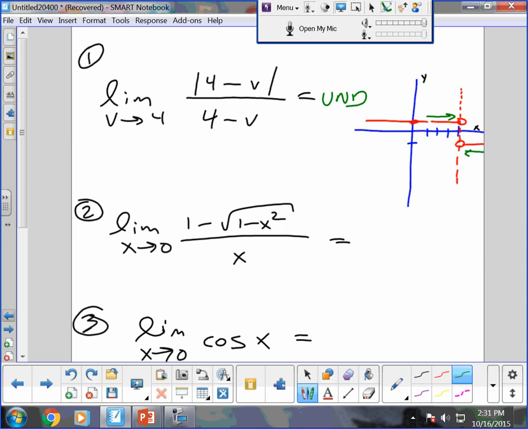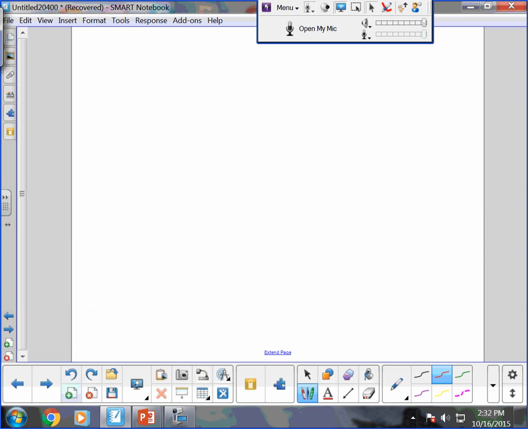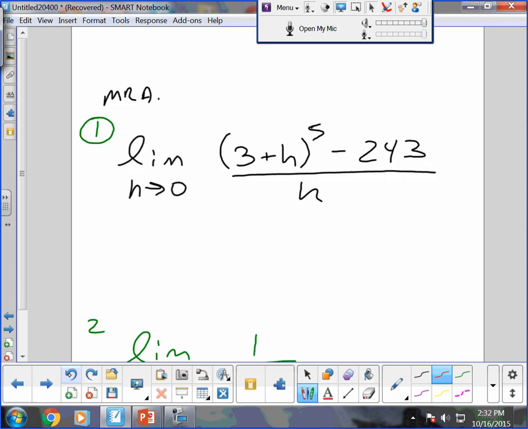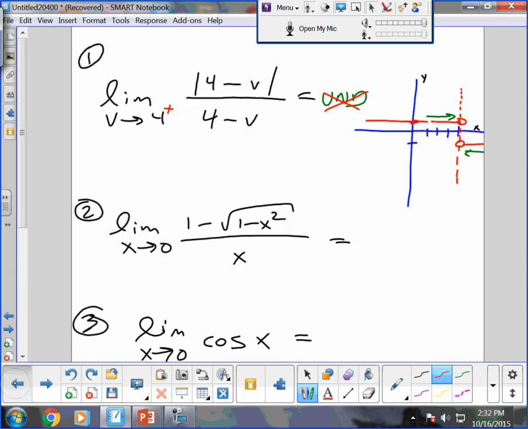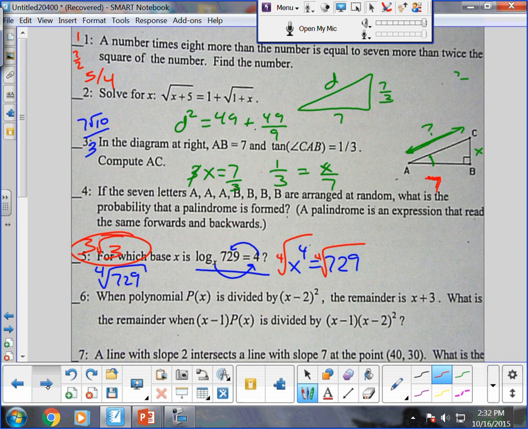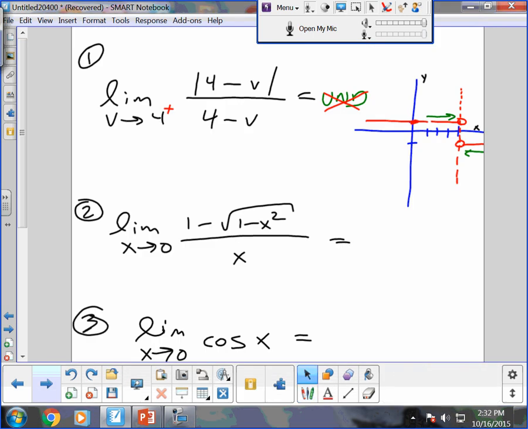Alright? If I would just change one thing, if I would just change this to a plus sign after the 4, I'd be asking for the right hand, do we agree? And all of a sudden it goes from being undefined to being negative 1. So again, a lot of this is working on graphs and understanding that portion. I don't know how you would do this problem without doing the graph. Alright? So, there you go.